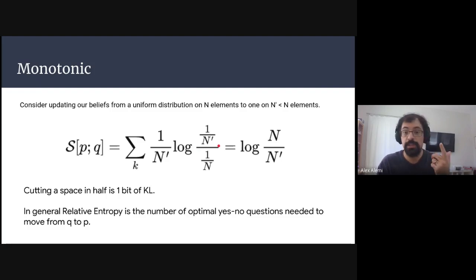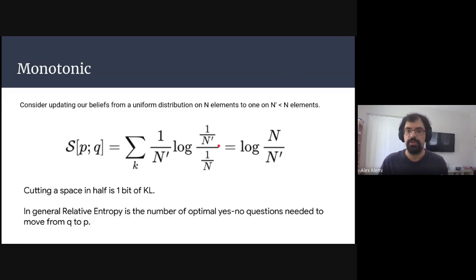So, let's say it's 2. Let's say I cut a space in half. I had a uniform distribution over n things, and I cut it in half. That's 1 bit, or 3 decibans. So any well-chosen yes or no question that cuts the space in half, that changes your belief by a factor of 2, is sort of 1 bit of update, 1 bit in magnitude of your change in belief.